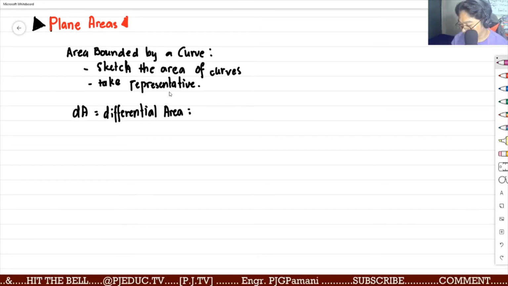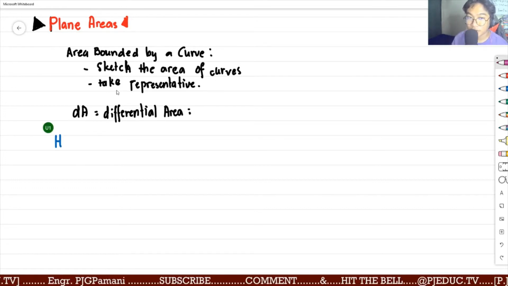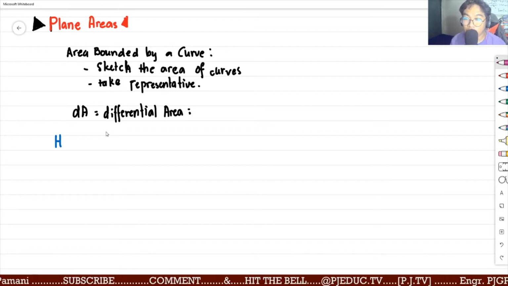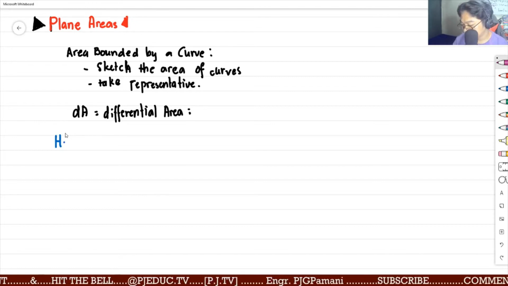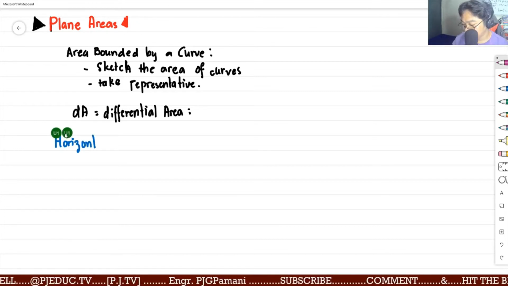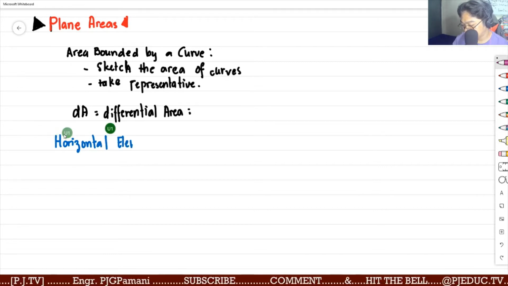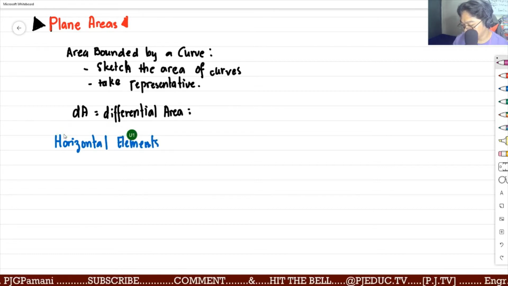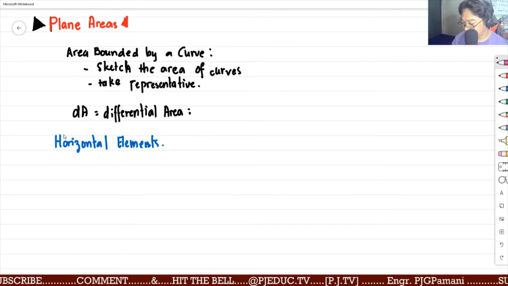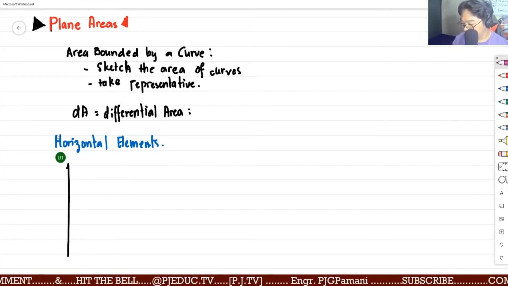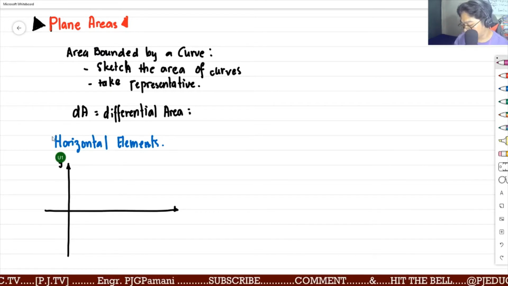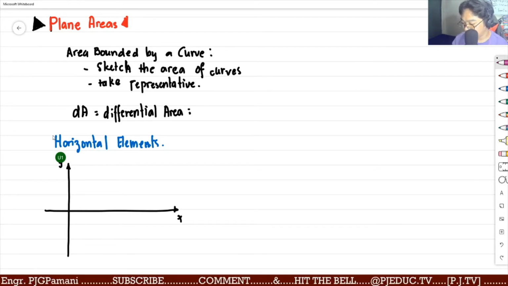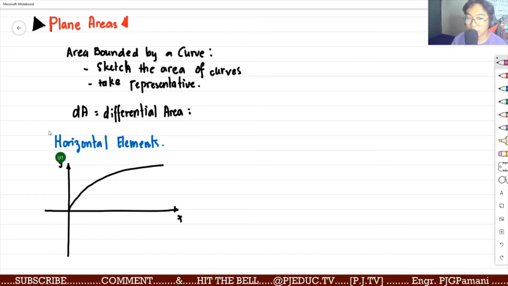Either way naman parehas lang yan. Kung if you're going to consider a horizontal or vertical strip of a parabolic curve, parehong area lang naman yung mababound nung strip na yon. Horizontal elements. So for horizontal elements, if now our parabolic curve, hindi ko na i-drawing ng buo yung parabolic curve, is facing to the right, such as shown here.